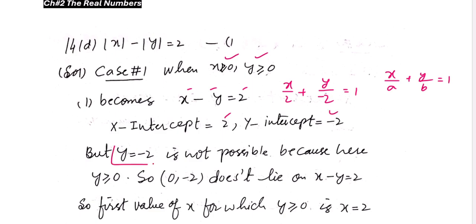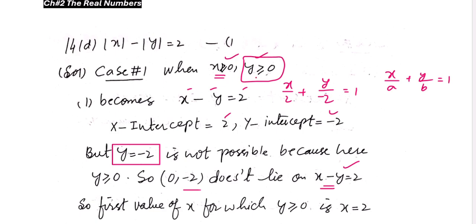But y is equal to minus 2 is not possible. This is the main reason that's why the first method is wrong. Your y is equal to minus 2 is not possible because in this case, you have considered y greater than or equal to 0. So how is this possible that y is equal to minus 2 here? As your y is greater than or equal to 0, so 0, minus 2 does not lie on this line. Although this point satisfies this line, for the restricted domain, you have restricted that in this case your x must be greater than or equal to 0 and your y must be greater than or equal to 0.